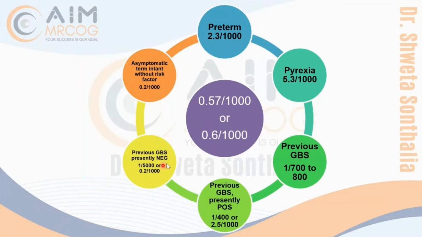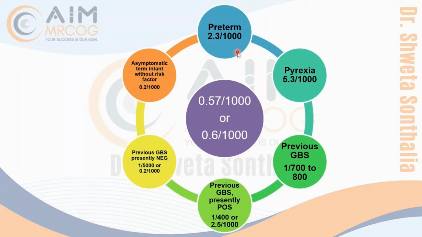Here you are knowing that the mother is GBS negative. In that case, the risk will be 0.2 only. The same as an asymptomatic term infant without risk factor, the risk is only 0.2. So please remember all these percentages, all these numbers, because this is sometimes a favorite and they ask you how much will be the risk.